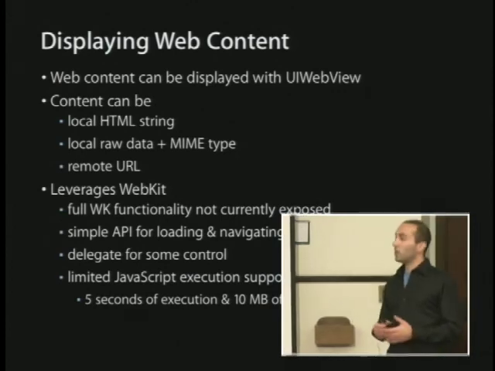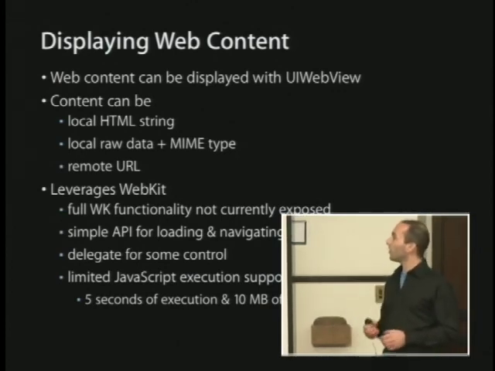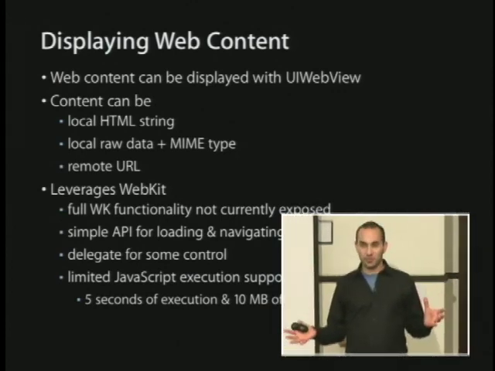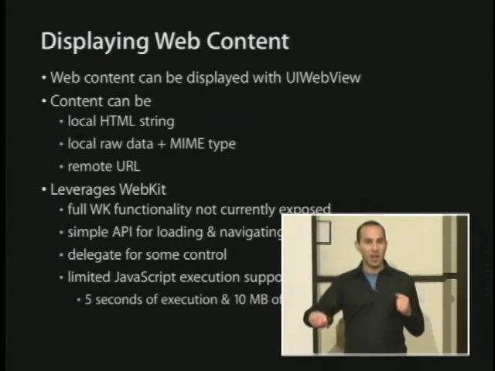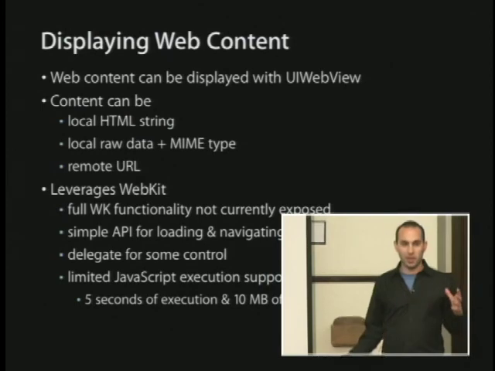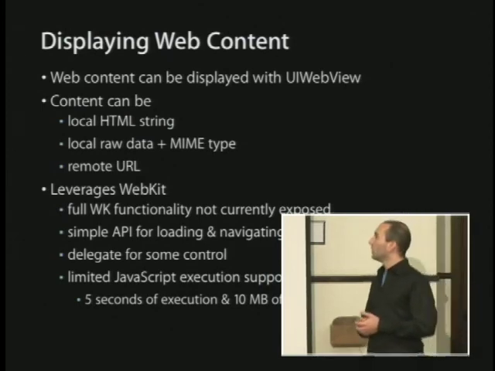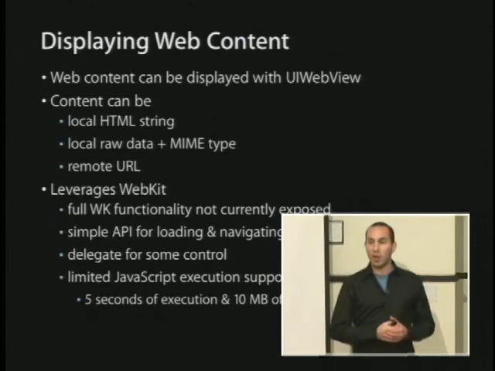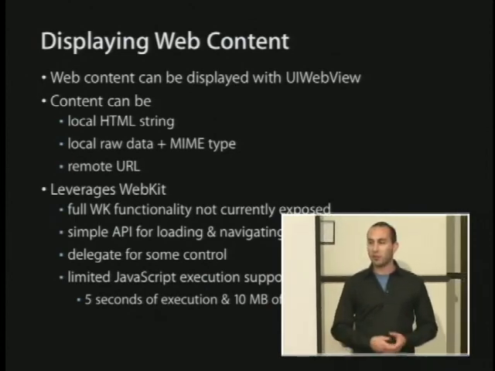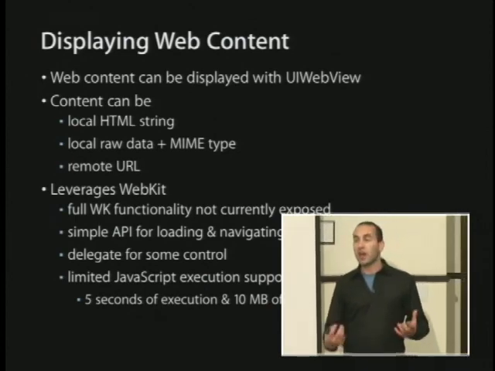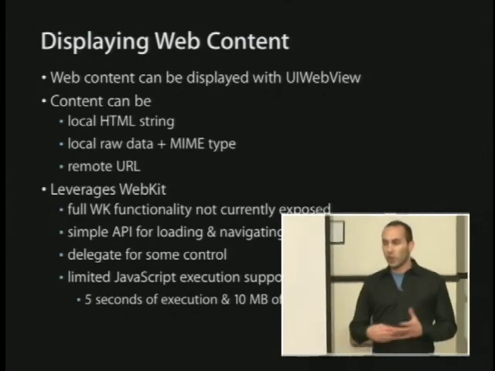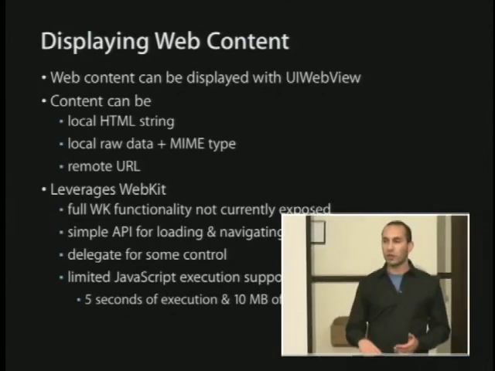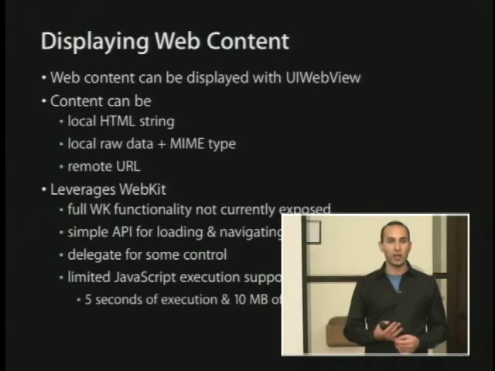The first, and actually that's the last one on the list. You can take an HTML string, right? So if you format an HTML string locally, you can stuff that into the UI web view, and it will format it for display. If you have raw data and a MIME type, so let's say you have the data for a PDF and you know it's a PDF, you can feed that into a web view as well, and it'll render that PDF for you and give you all of the same PDF viewing experience that you get on the phone.